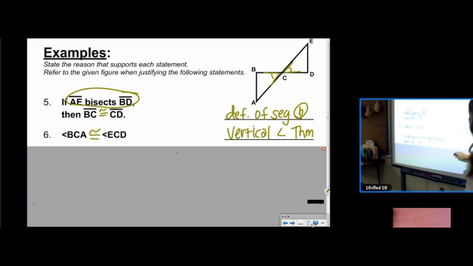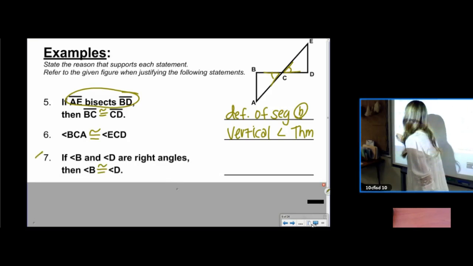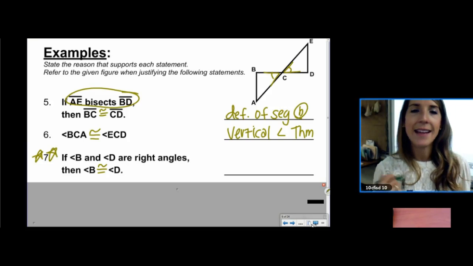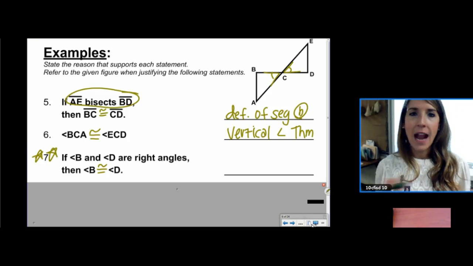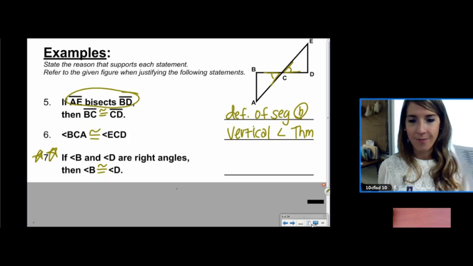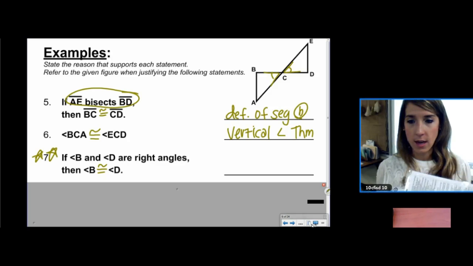Vertical angle theorem. If angle B and angle D are right angles, then angle B is congruent to angle D. I started this one because this is one I have never said out loud, so this will be new to you. It's not transitive. Keep looking. Yeah, it's a weird one. Why does it even exist? It just does. It's called the right angle congruence theorem.